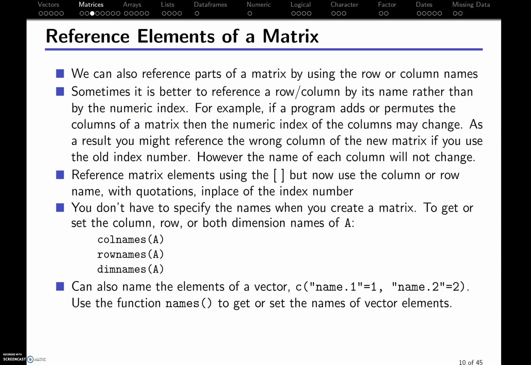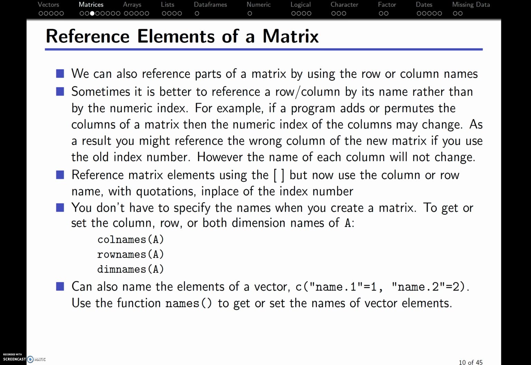To reference matrix objects using the square brackets, you have to use quotation marks in place of your index number. If you have a matrix and you have yet to define names for the columns and/or rows, you can use the colnames, rownames, or dimnames function. A is a matrix, and you just create a character vector on the right-hand side so that you can name those columns or rows or dimensions.